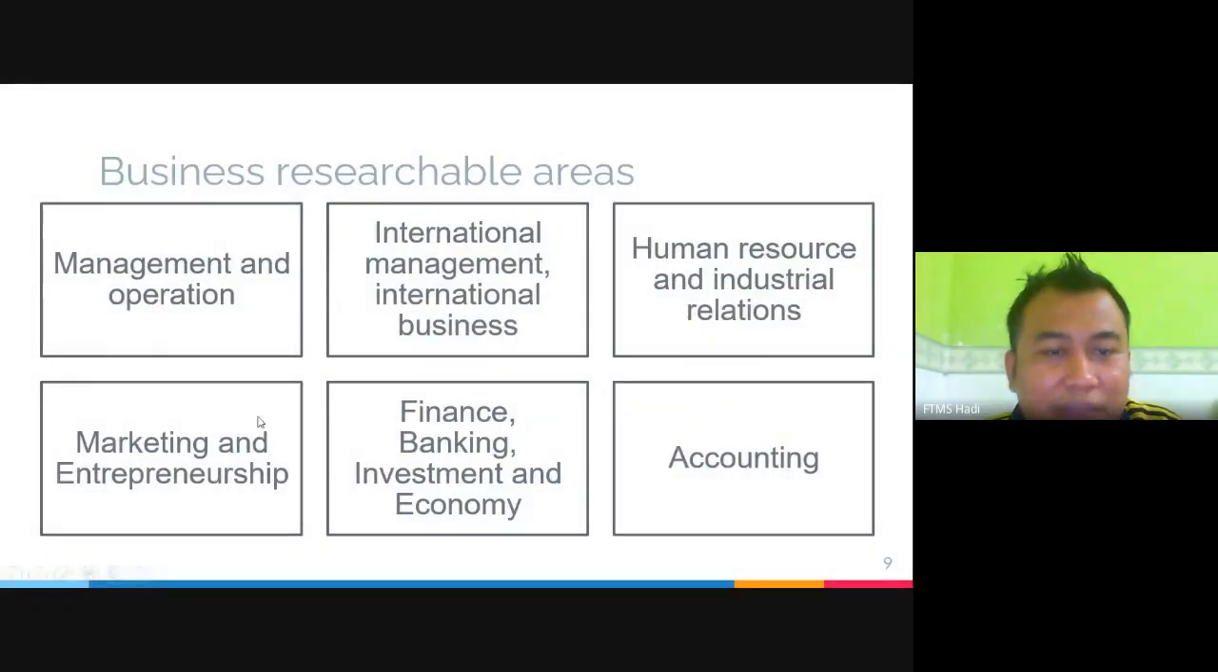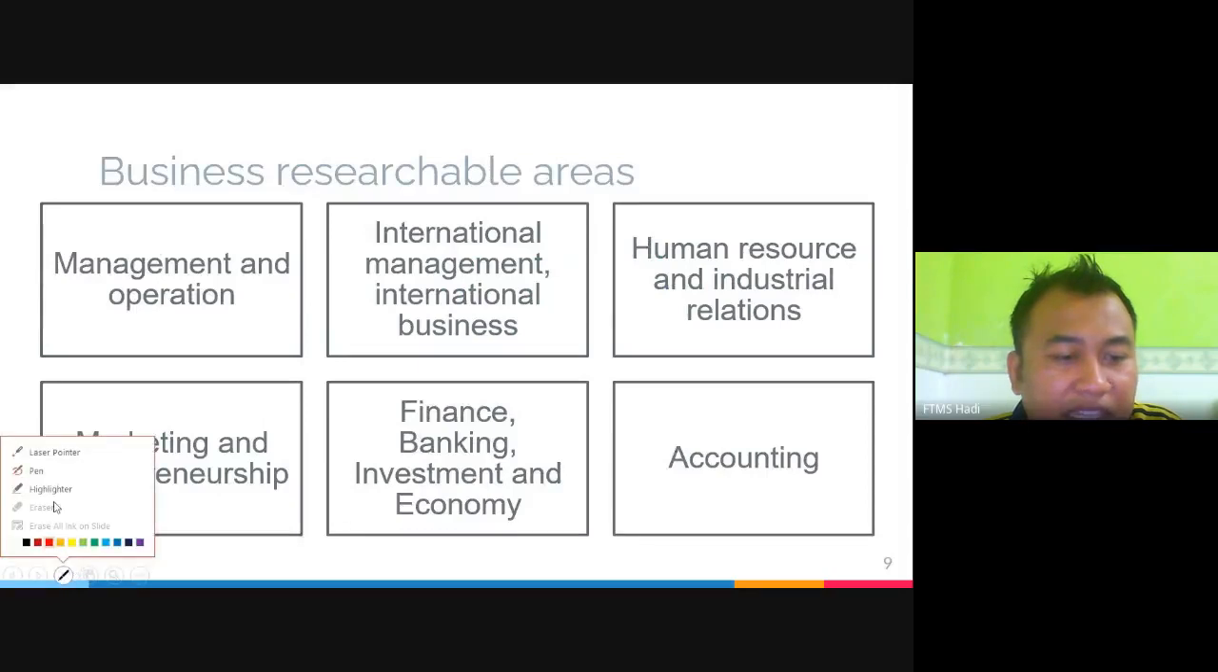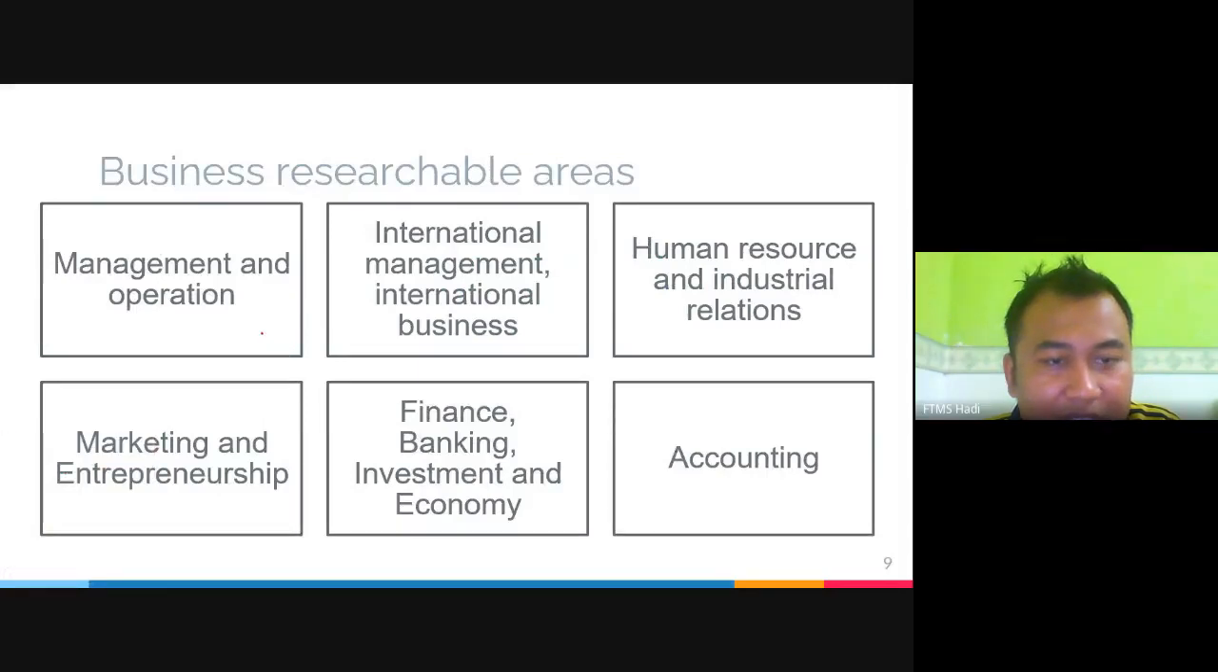Business researchable areas. That means business is diversified: management and operation, international management and international business, HR and industrial relations. I believe the HR students learn a little bit about industrial relations, for example strikes, trade union and so on. Marketing and entrepreneurship, which includes small business as well. Finance, banking, investment, and economy is one field, and the last one is accounting. These are the researchable areas.